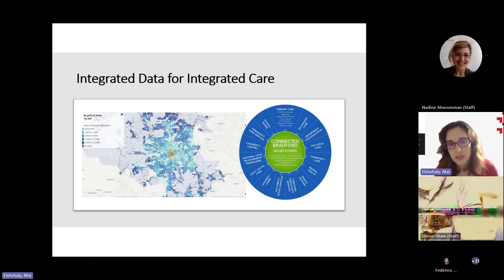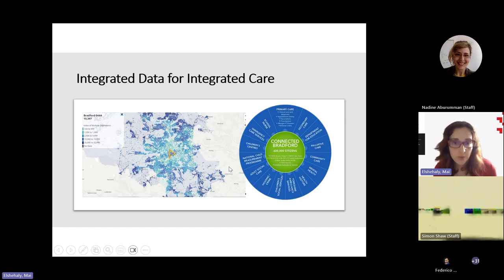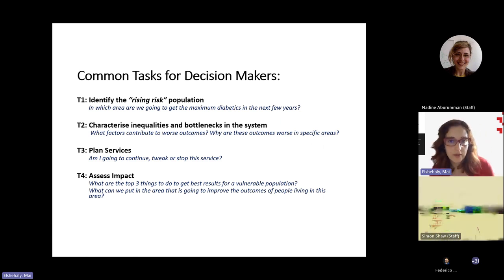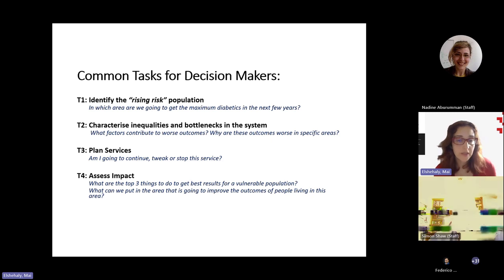But again, as you look at these real world data, which is data captured in the wild, not really captured for research purposes, the more we work with this type of data, the more we appreciate the need for the real world narrative as opposed to just the data insight. So we started by running some interviews with stakeholders who might be interested to use Connected Bradford data and really understand and make decisions for population health management. And we identified a number of preliminary tasks that they wanted to perform, including, for example, identifying the rising risk population.